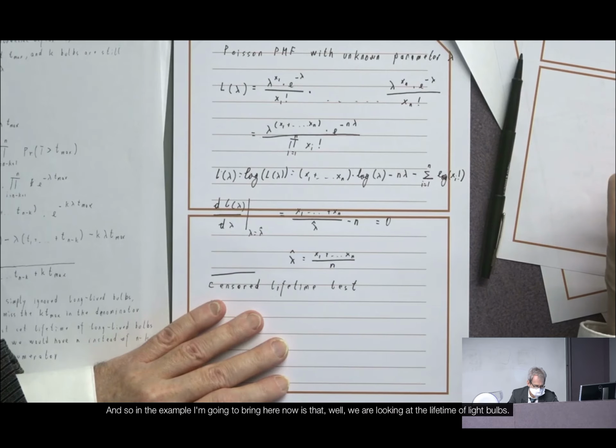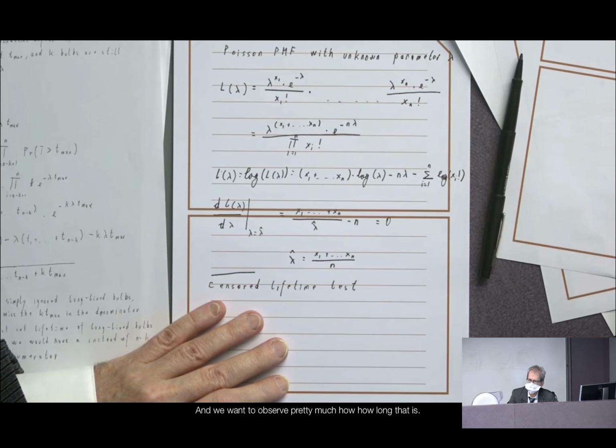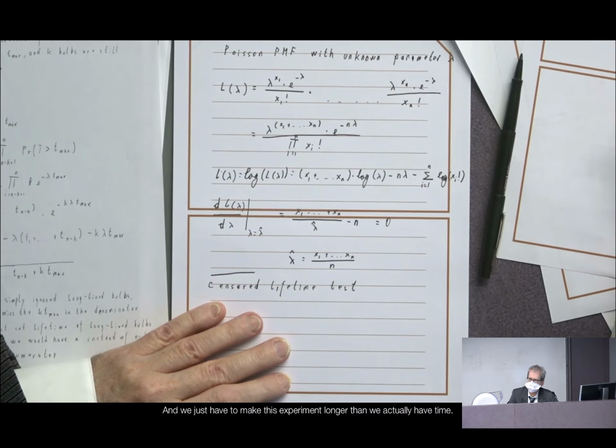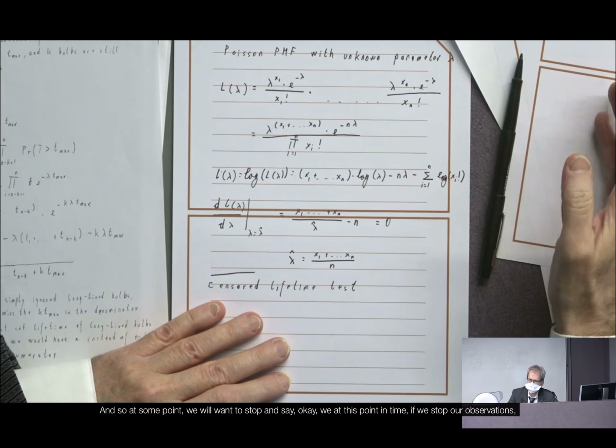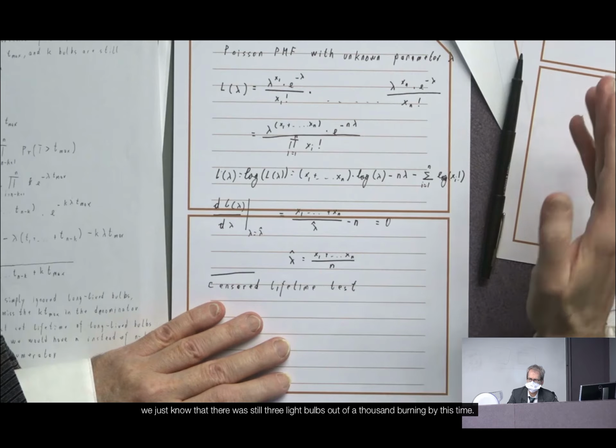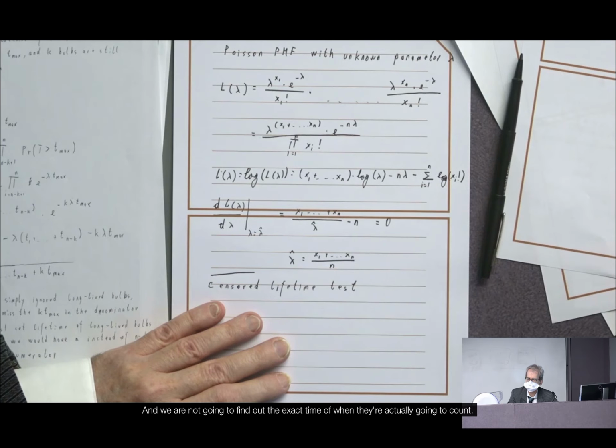And so the example I'm going to bring here now is that, well, we are looking at the lifetime of light bulbs, and we want to observe pretty much how long that is. And if we are unlucky in a sense, there might be light bulbs that burn for a really, really long time, and we just have to make this experiment longer than we actually have time. And so at some point we will want to stop and say, okay, at this point in time we stop our observations, we just know that there are still 3 light bulbs out of 1,000 burning by this time, and we're not going to find out the exact time of when they are actually burning out.